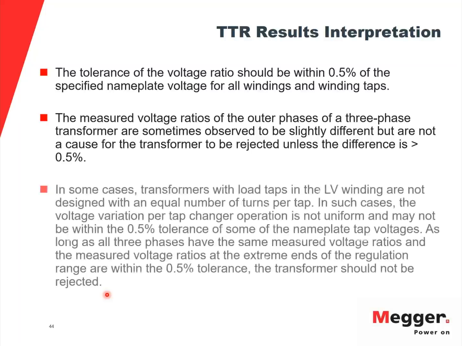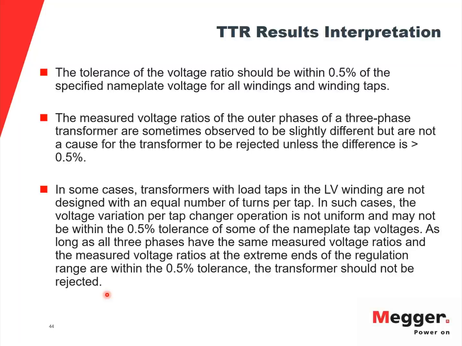One other thing I want to highlight is that when you are testing an on-load tap changer on the low voltage side, sometimes you may not have an equal number of turns per tap, which means that when you are trying to test the intermediate taps, there might be a different voltage variation. And because of that, your percentage error may exceed 0.5% on the intermediate taps.